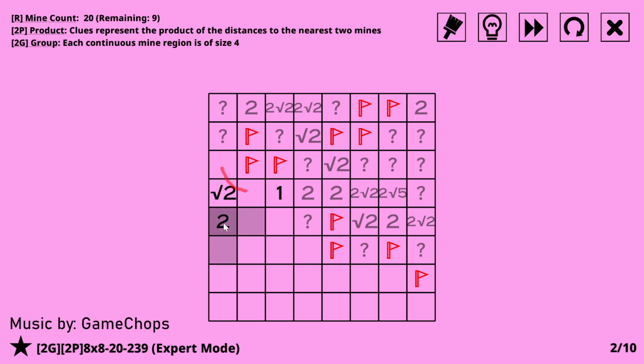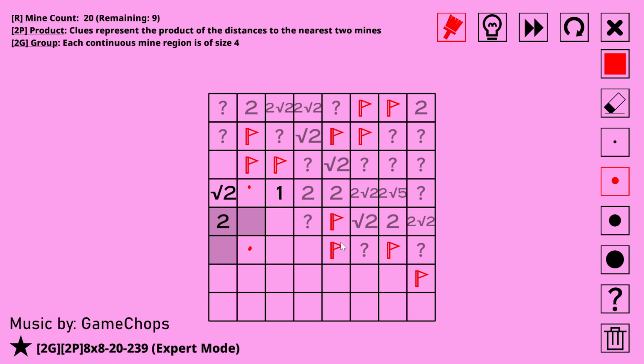Right, can I click on you? No. But I guess 2 is either 2 root 2 or it's 1 times root 2. If it's 2 root 2, it's those two being mines, which is fine. If it's 1 root 2, then one of those are mines, and one of those 3 are mines at least.